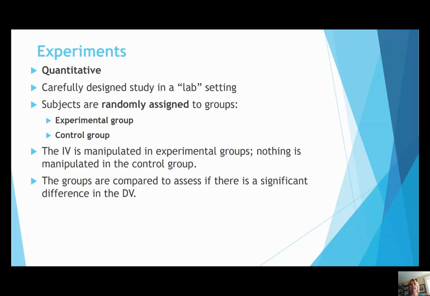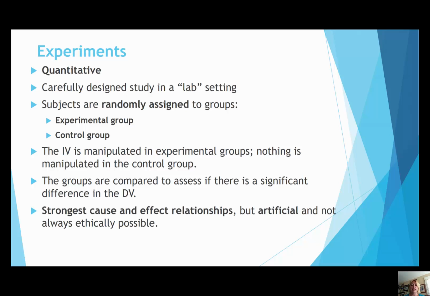And the understanding of sociology is the dependent variable. The experimental group is those who are in the class, and the control group are those who are not. I hope that makes sense. Experiments have the strongest cause and effect relationships, but they're artificial and they're not always ethically possible.